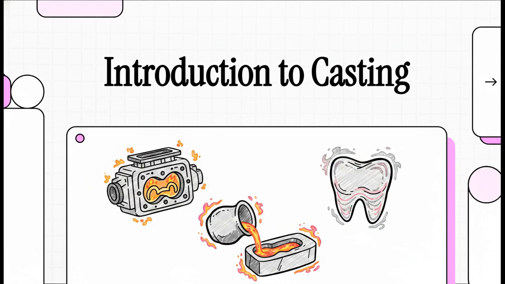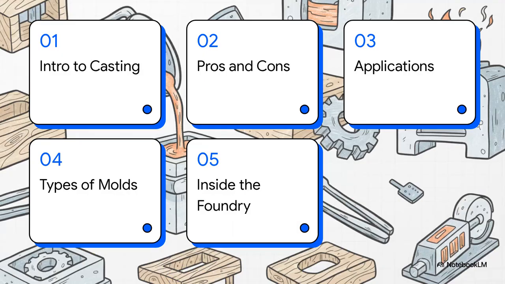Today in The Explainer, we're diving into the absolute bedrock of modern manufacturing, casting. We're going to look at how taking solid material, completely melting it down, and trapping it in a brand new shape is literally the foundation of modern engineering. We've got 5 quick stops on our journey today.